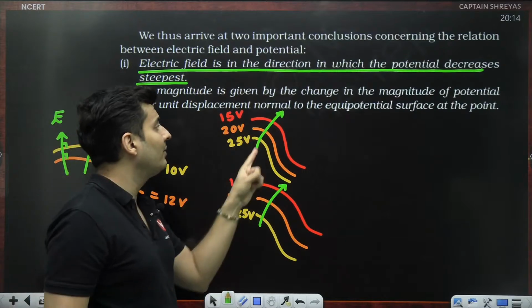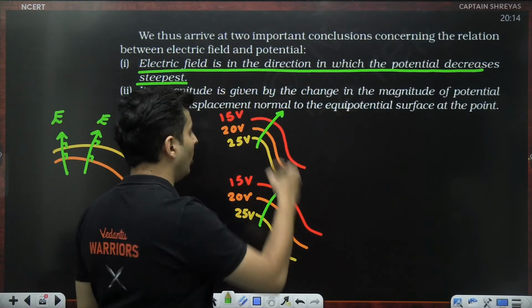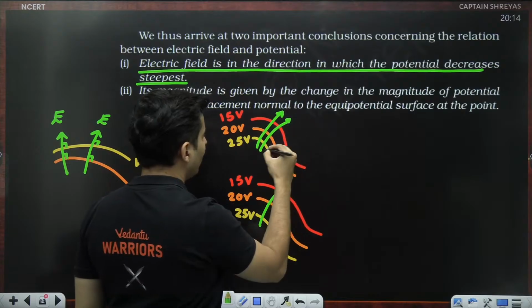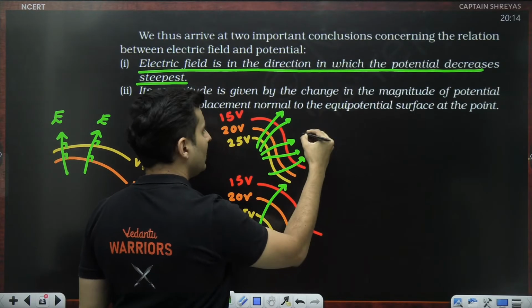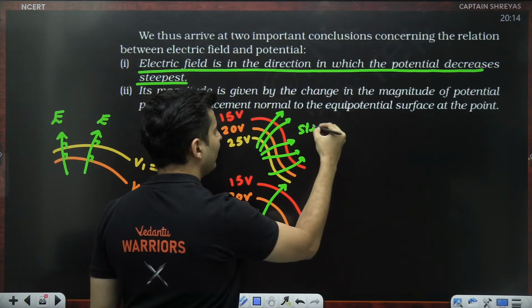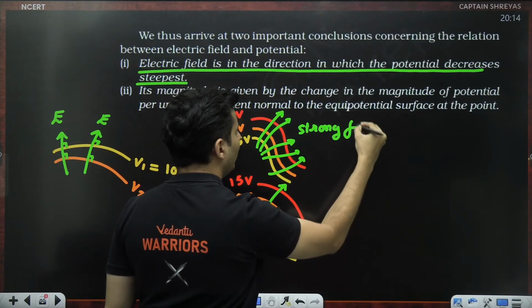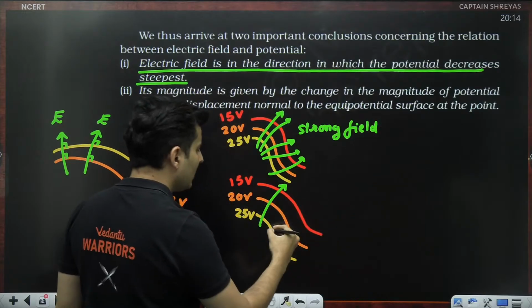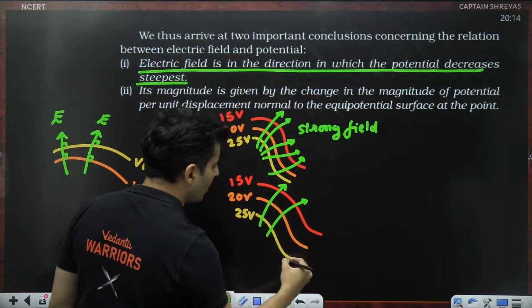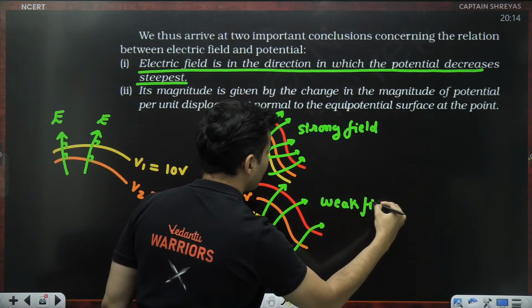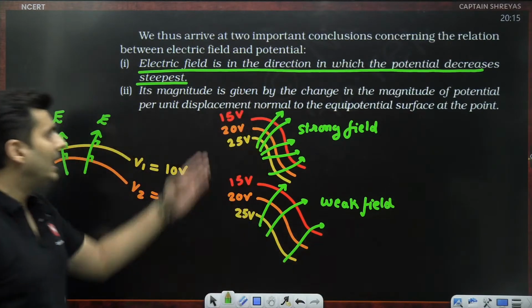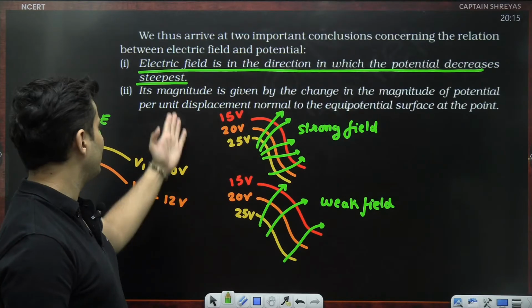Here it is changing quickly. That means the field will be strong. That means there will be more electric field lines right over here. It is going to be a strong field over here. Here, the number of field lines will be quite less. It's going to be a weak field. That is what the second point explains.